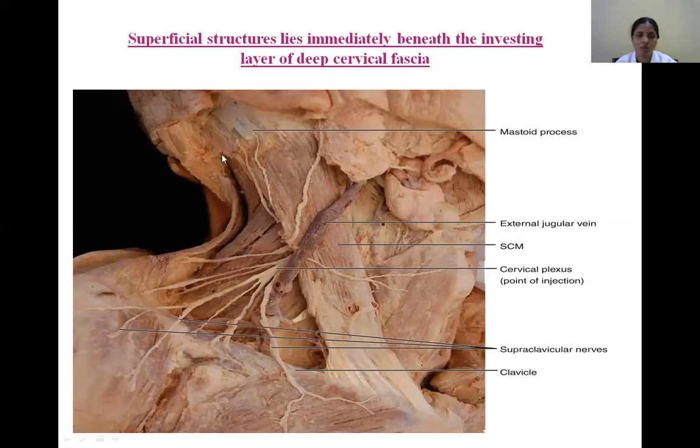Clear? So posteriorly, what is this boundary? Anterior border of the trapezius muscle. And anteriorly, what is this? Posterior border of the sternocleidomastoid. So what is the importance of these structures? Here you appreciate, if you take exactly the midpoint of the sternocleidomastoid. So this is the midpoint of the sternocleidomastoid.